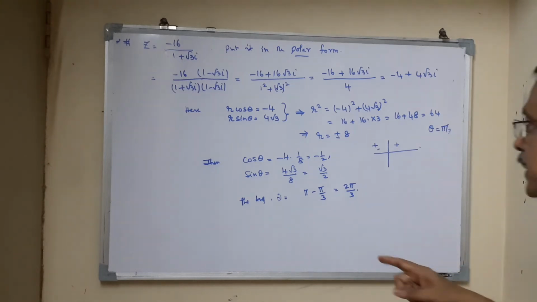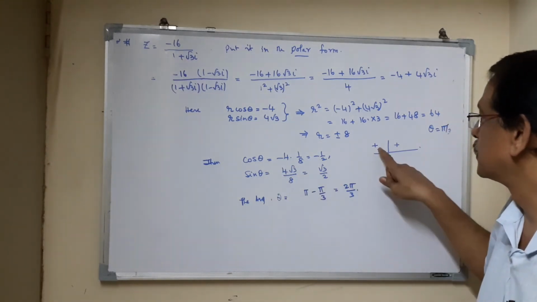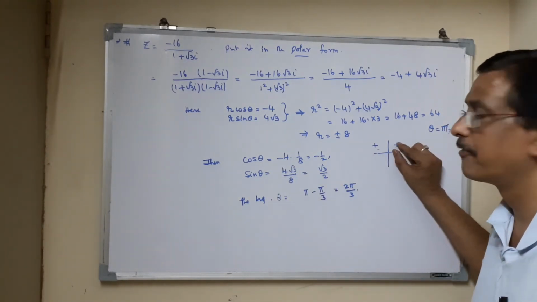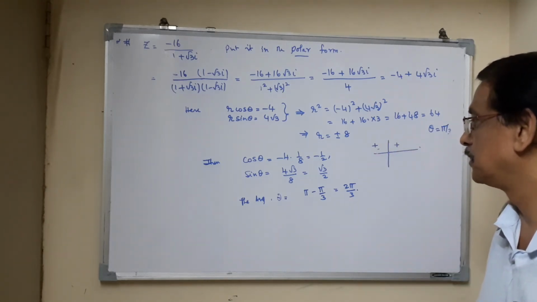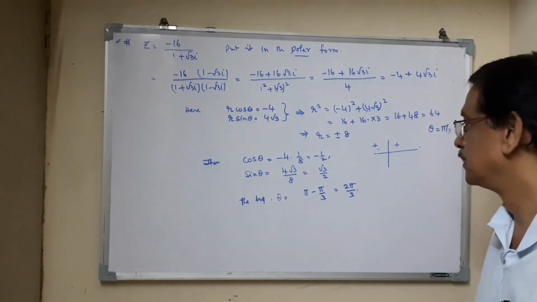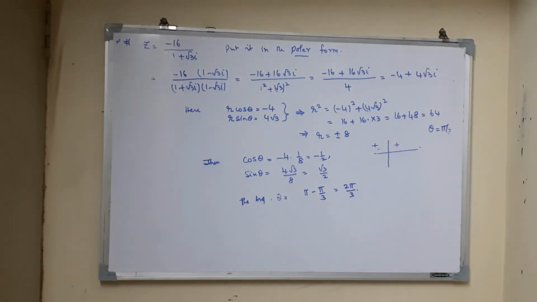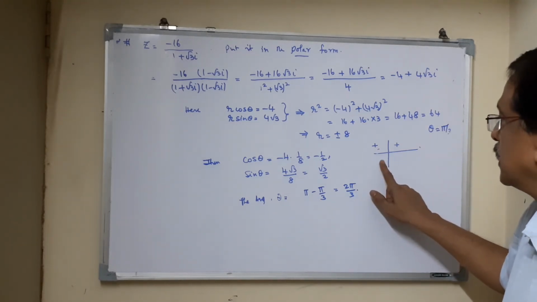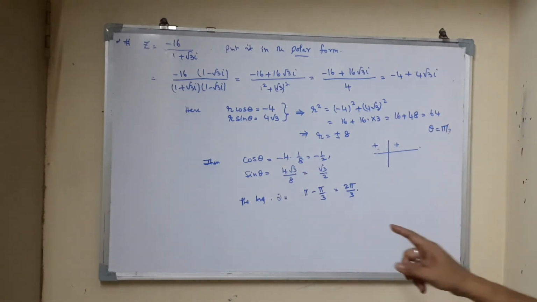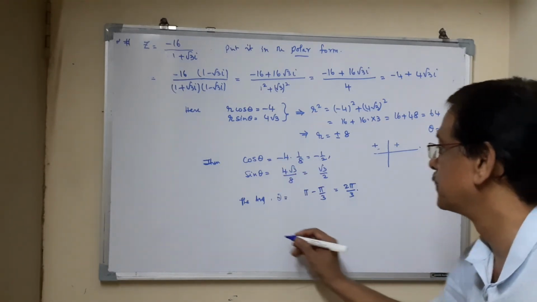Look at it carefully again. Cos theta is negative, so the principal value is pi by 3, so pi plus pi by 3 or pi minus pi by 3. It is pi minus pi by 3, because pi plus pi by 3 will be in the third quadrant. In the third quadrant, sin is negative. So it should be pi minus pi by 3, which is 2 pi by 3.